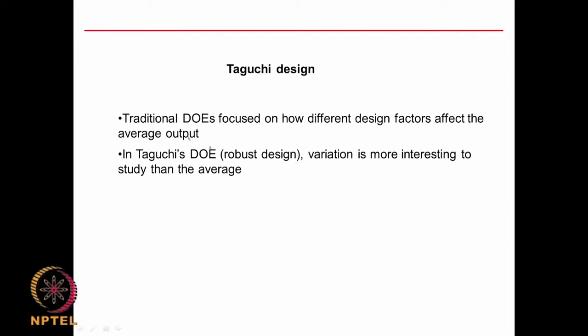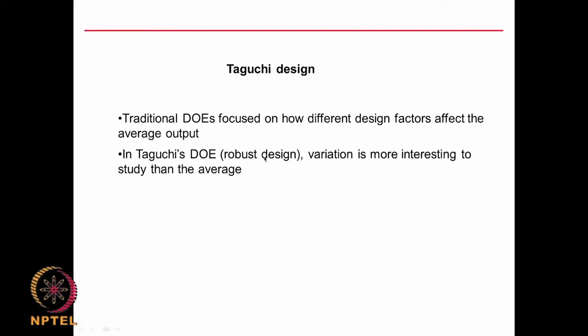Traditional DOEs focus on how each factor affects the output. The output is the dependent variable. Suppose I am doing a bioprocess, like the yield of a metabolite or biomass; that's the output.